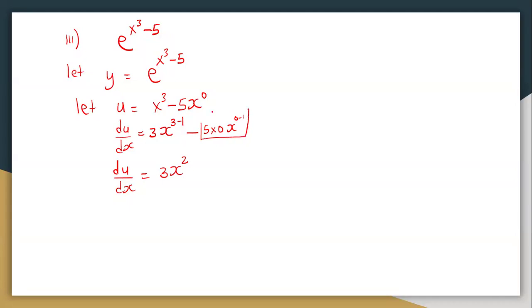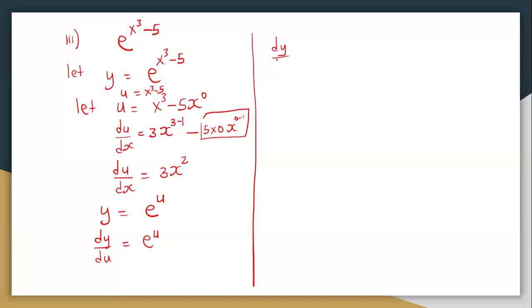Because this one, everything is going to vanish because you are multiplying times 0. Then our y is equal to e, but since you have already let u be x cubed minus 5, it means that I'm going to just put here power u. Then I will say dy/du will equal e^u. Then I go back to my chain rule and I say that dy/dx is equal to dy/du, then times our du/dx. So dy/du is equal to e to the power u, I multiply times du/dx, which is 3x squared.